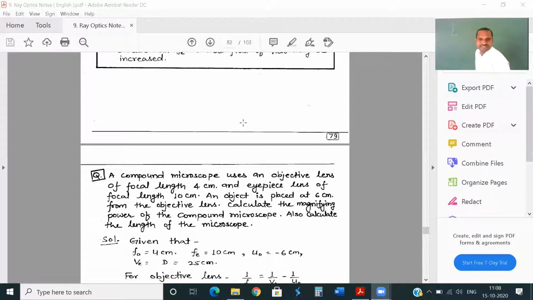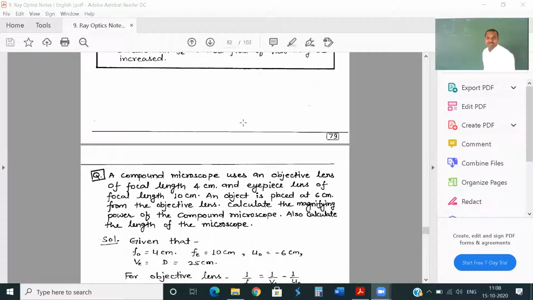An eyepiece lens of focal length 10 centimeter. Eyepiece having 10 centimeter. This is the eyepiece, FE, that is 10 centimeter. Next, what they said? An object is placed at 6 centimeter from the objective lens. This is the objective lens, this is the eyepiece. Here the object AB is placed at a distance of U naught equal to 6 centimeter from the objective lens. They have said. Okay, good. Next.